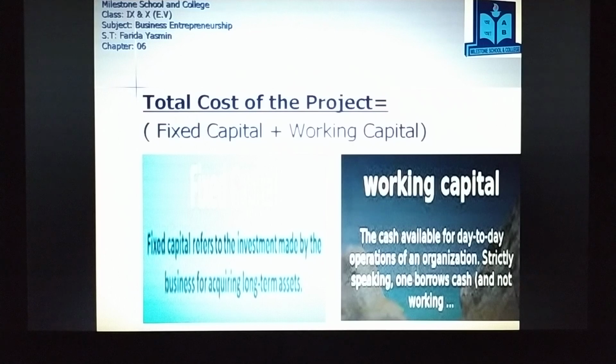Fixed capital refers to the investment made by the business for acquiring long-term assets. And what is working capital? The cash available for day-to-day operations of an organization. Strictly speaking, the cash one has in hand, not borrowed, is known as working capital.